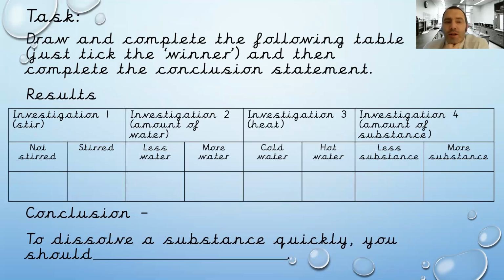Then your task, draw and complete the table that's on screen now, and just tick the winner. And then complete the conclusion statement. So your results table will be the same as what's on screen now, and your conclusion will read, to dissolve a substance quickly, you should, and then it's up to you to answer it.